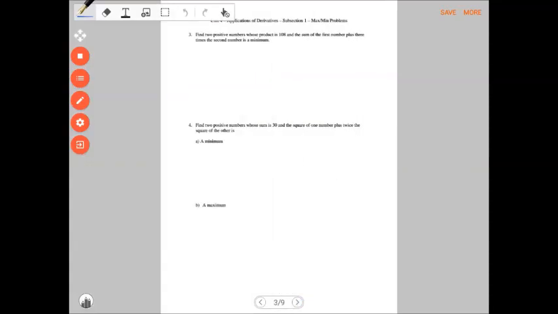All right, number 3. Find two positive numbers whose product is 108, and the sum of the first number plus 3 times the second is a minimum. Okay, so this time this is a little bit different. The product is 108, so 108 equals x times y. And the sum is a minimum, so we need a sum equation. So sum equals the first number, let's call that x, plus 3 times the second, so plus 3y.